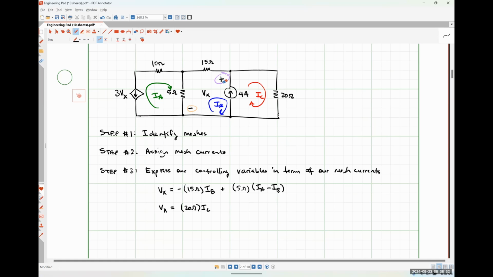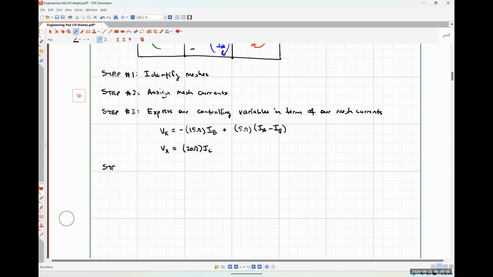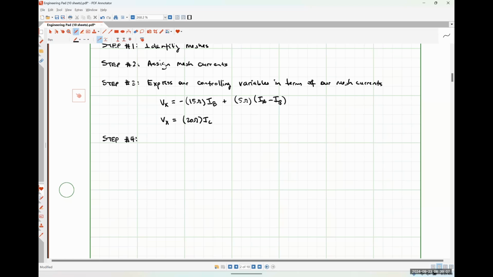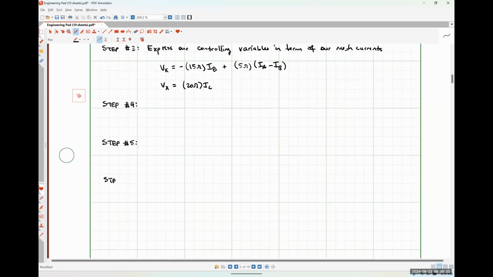All right, so there is our controlling variable relationship. Our next step should be to write our Kirchhoff's voltage law equations, or at least if we were following along with our previous things. Now, as we're going to see here, we're going to run into a difficulty with that. So I'm going to put a blank for step 4 right now. So this is going to be one of the ways that we adapt effectively. And I'm going to put a blank for step 5 right now. And then we're going to jump down here to step number 6.